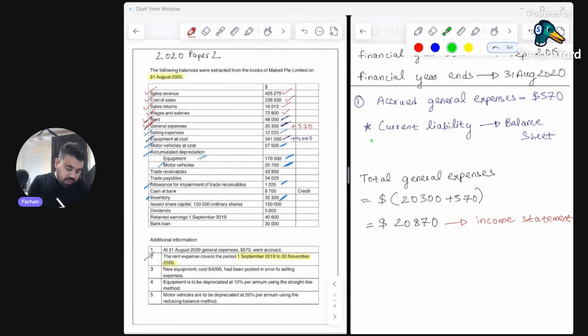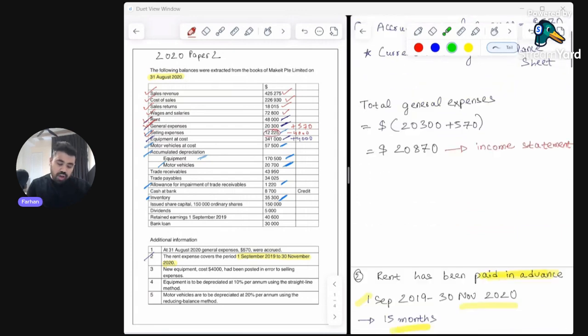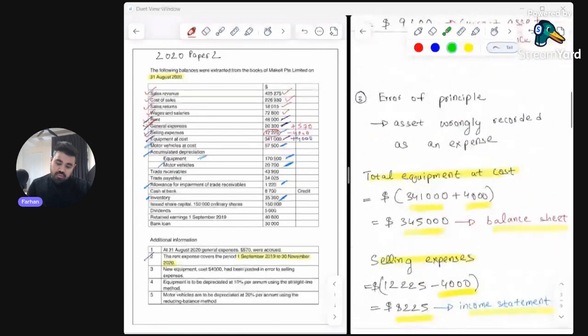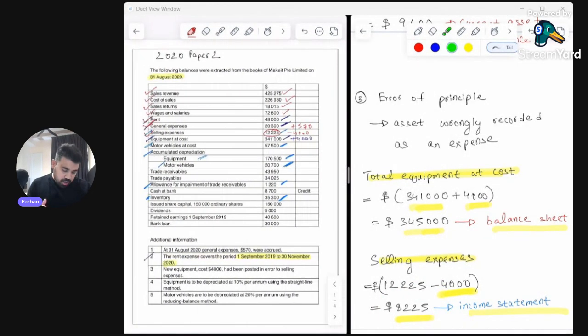Next, we've got selling expenses. And if you recall, we deducted 4,000 from the balance of 12,225 because we wrongly recorded an extra 4,000 for the equipment. So this is to be 8,225 based on our workings, which you can see I'm circling on the right. So the selling expenses is $8,225.